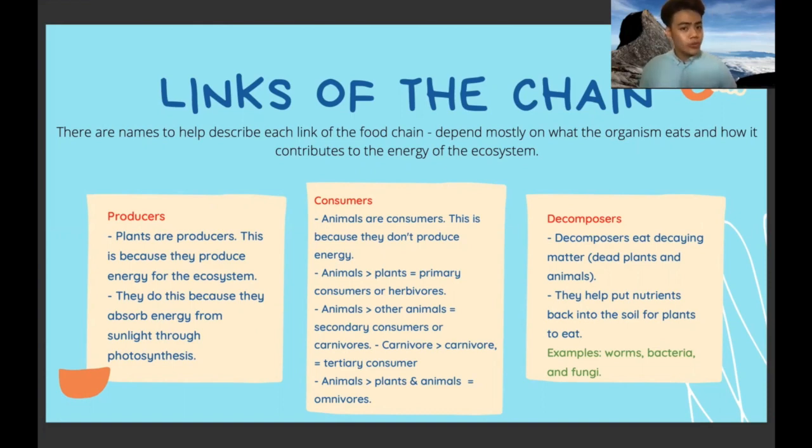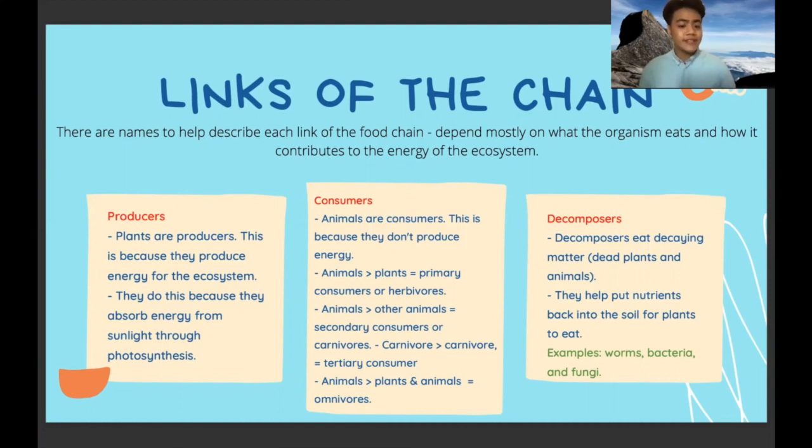Next, we have consumers. Of course, we all know that animals are consumers. This is because they don't produce any energy. For consumers, we have four different categories to compartmentalize them. The first one is primary consumers, also known as herbivores. They are when an animal eats a plant.